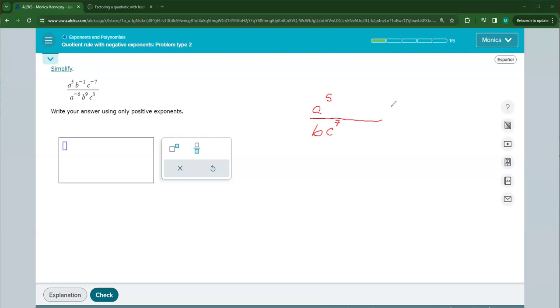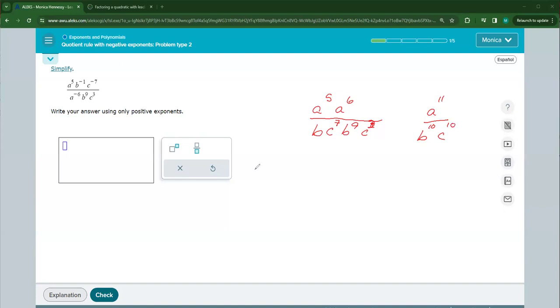And then looking at the bottom, I have a to the negative 6, which is going to be a to the 6th. B to the 9th is going to stay down there because it's a positive, and c to the 3rd is going to stay there as well. Combining things, if they're on the same side of the fraction, they get added. All of them are together. So on top, I'm going to have a to the 5 plus 6, which is 11. And then I look at my b's. I have 1 plus 9 more, so b to the 10th. And then c to the 7 plus, that's not a c, that is a 3. Make sure you write the right thing. 7 plus 3 is 10 as well.